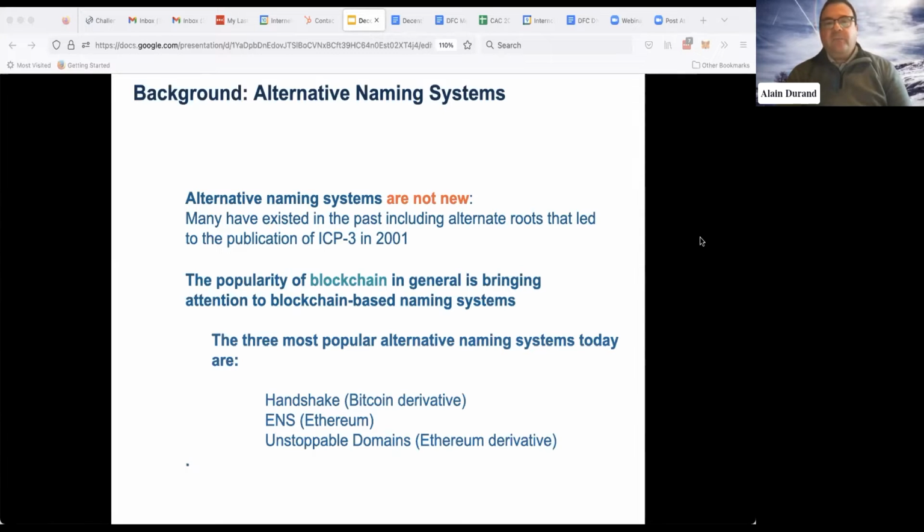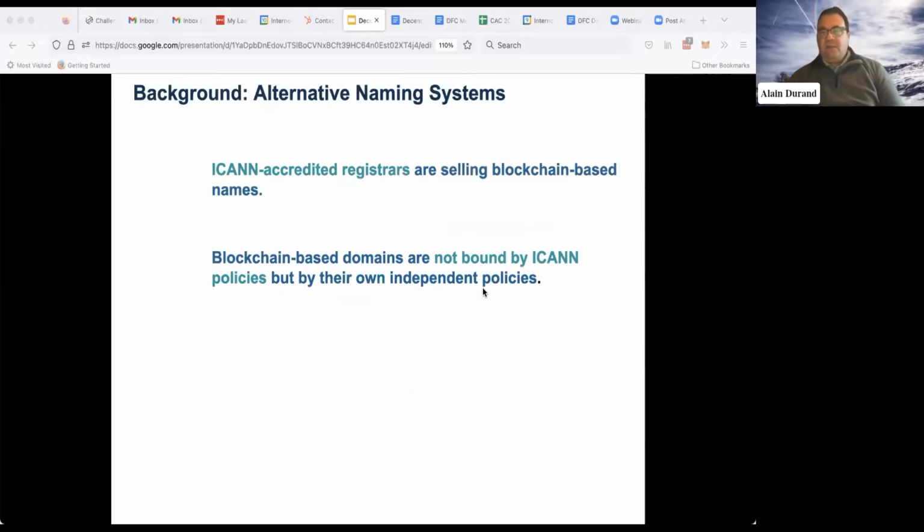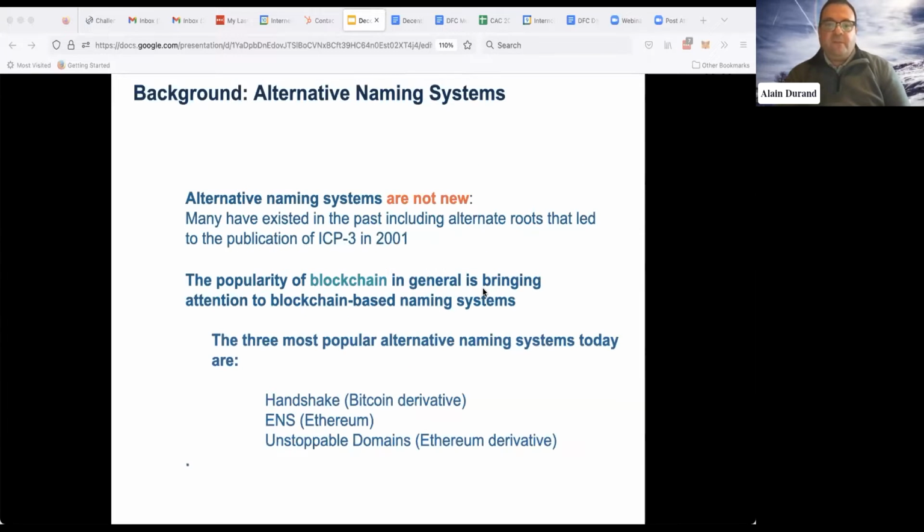So why now? Well, the popularity of blockchain in general has been bringing attention to blockchain-based naming systems. And there are a number of them. Tim talked about Handshake, DNS, Unstoppable Domains. It seems that every few weeks a new one is coming. Next.